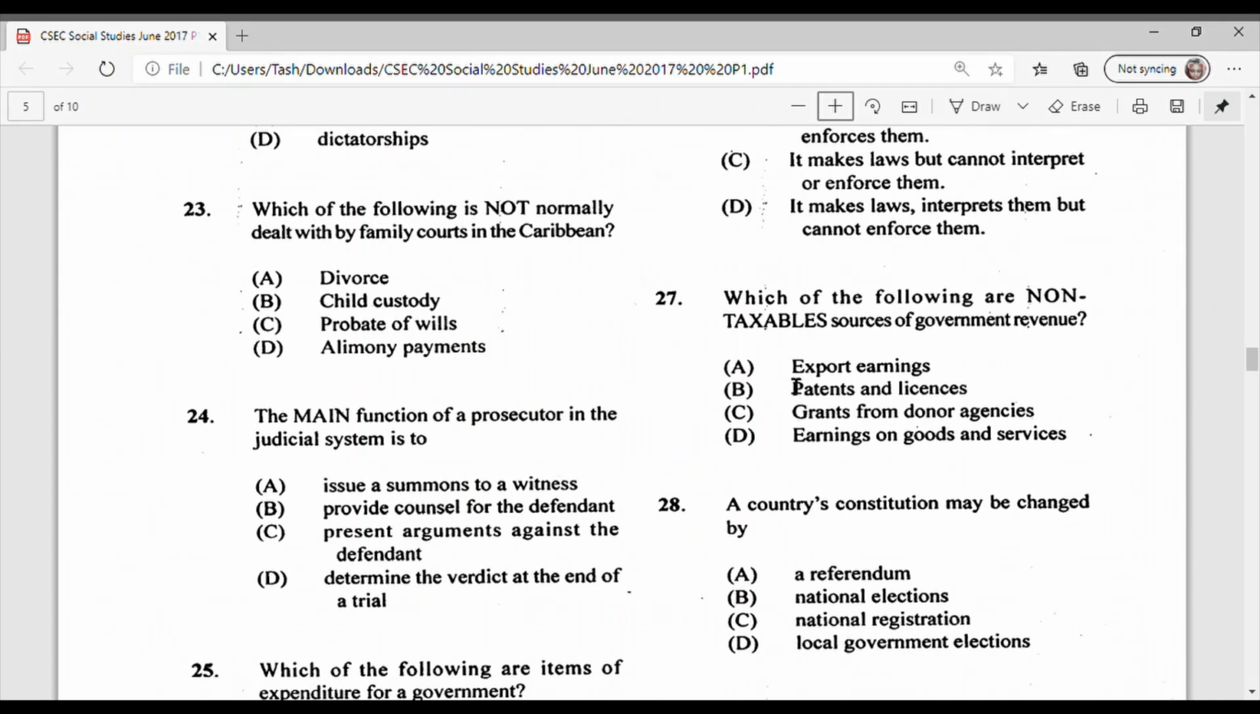Number 27. Which of the following are non-taxable sources of government revenue? That is, things that you cannot put any tax on. A. Export earnings. B. Patents and license. C. Grants from donor agencies. D. Earnings on goods and services. So you cannot put any tax at all. There can be no taxing on things that are given as donations. So grants from donor agencies. For number 27, your answer would have been letter C.